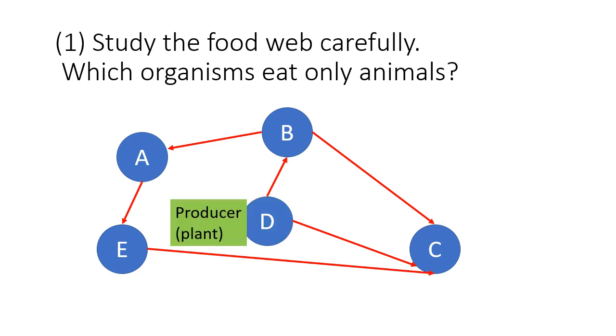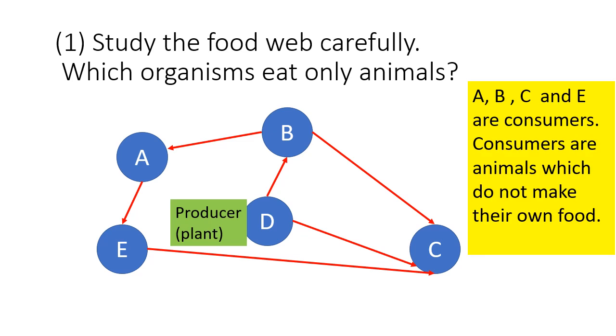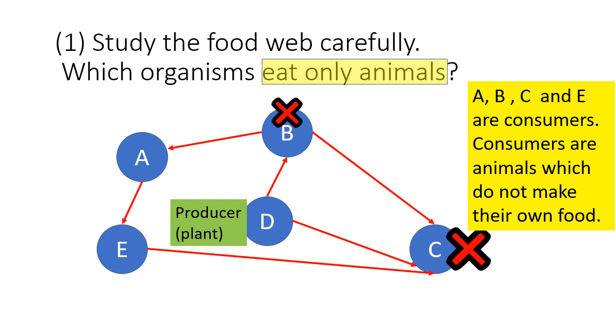Since D is the only producer, the other organisms A, B, C, and E are consumers. Consumers are animals which do not make their own food. In this question, we are looking out for organisms which eat only animals. Hence, B and C can be eliminated as both eat D and D is a plant.